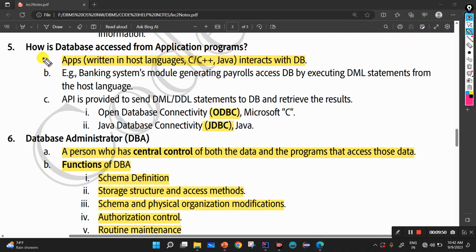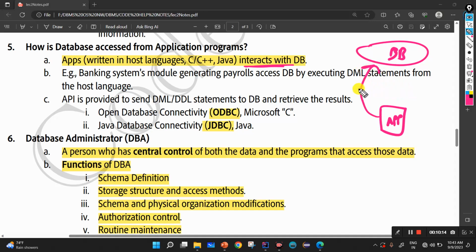Okay, so how is a database accessed from an application program? If I asked you how a database is accessed from an application, you have an application, your app, and there is a database, DB. Now the question is how you access this data. The simple answer is to interact with the DB, just interact our app with the DB. This is one possibility.